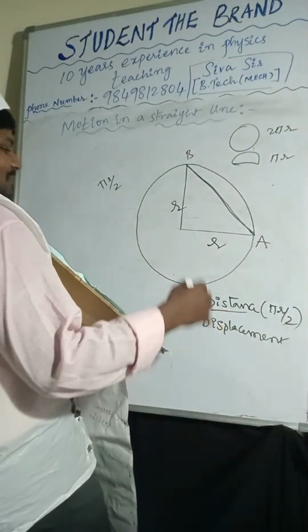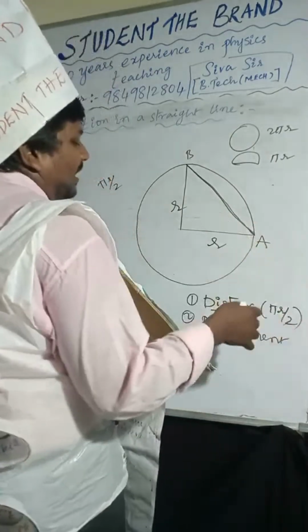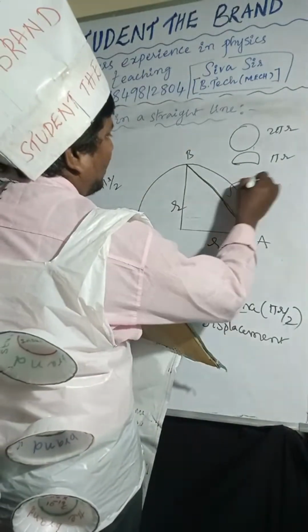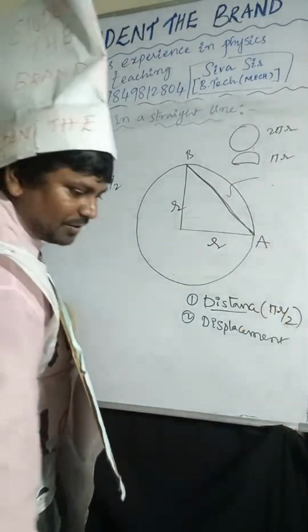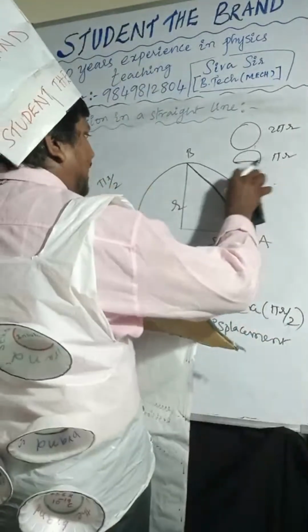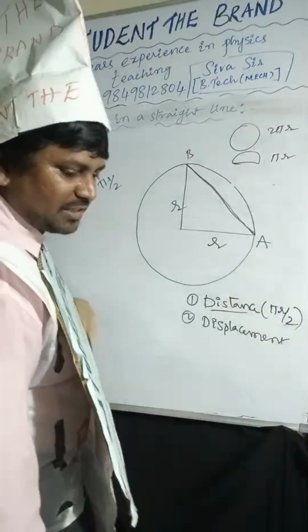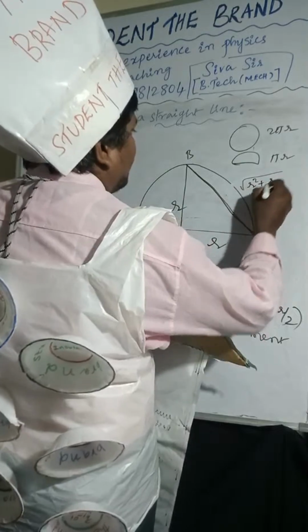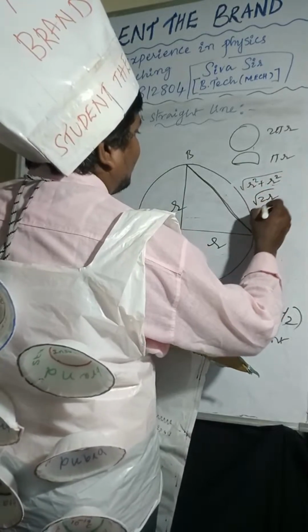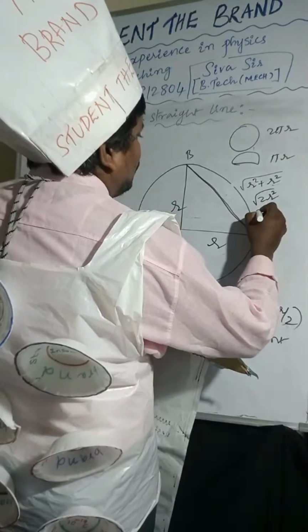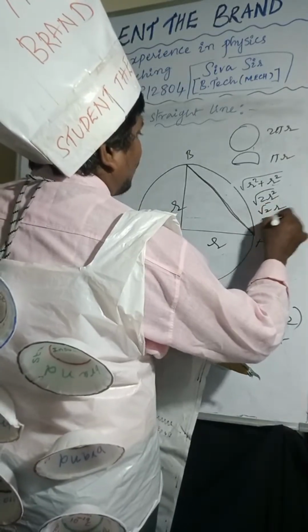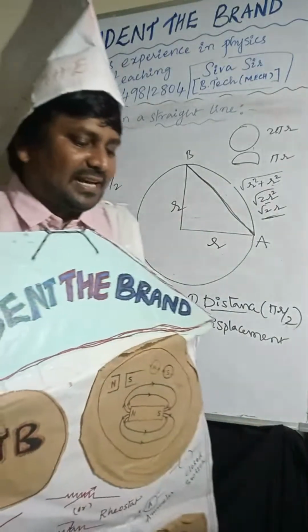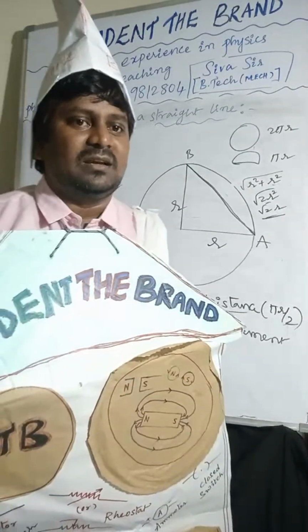Then come to the point. Distance is nothing but pi r. Displacement: here you are taking the hypotenuse, that is root over r square plus r square, 2r square, that is root 2 r. Is it clear or not? Root 2 r, that is the answer.